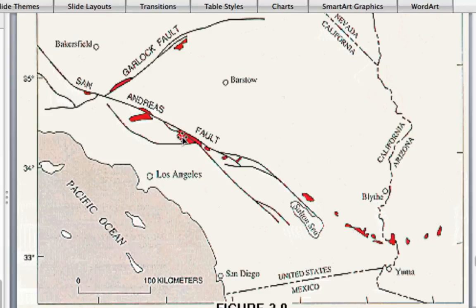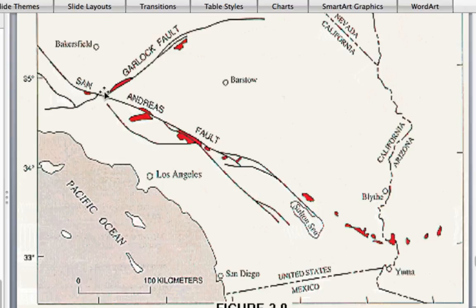So if you were standing at the Mint Canyon Formation and hit the San Andreas Fault, you would have to step far to your right to get to the Chocolate Mountains and Joshua Tree, right? So again, an example of a right lateral strike-slip fault.